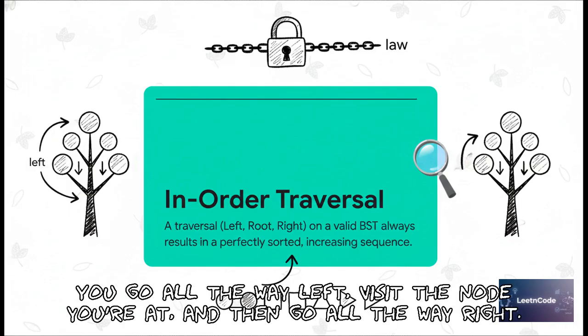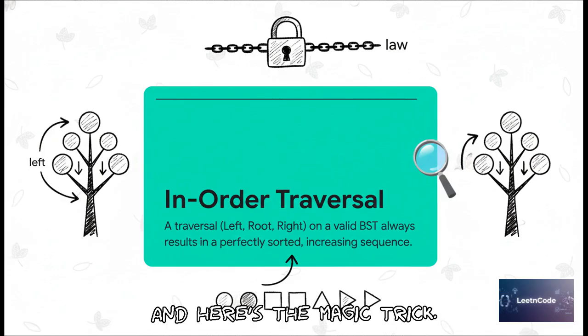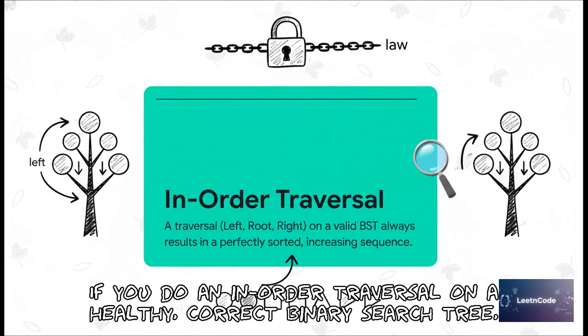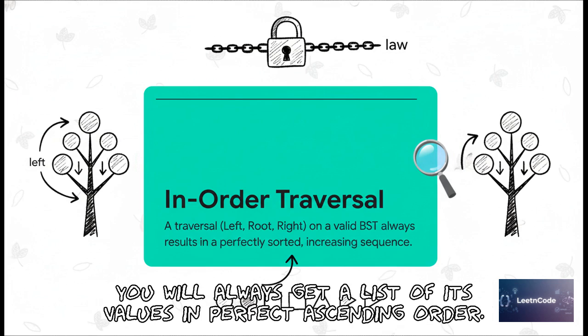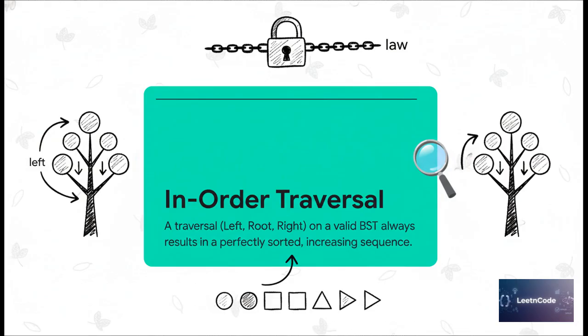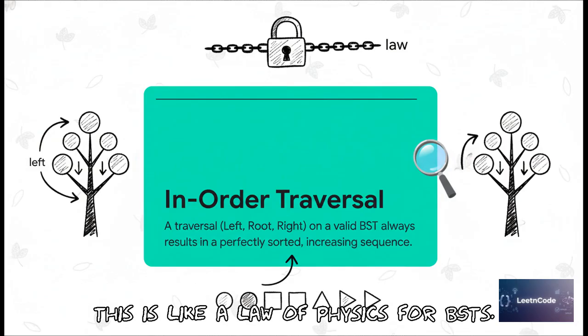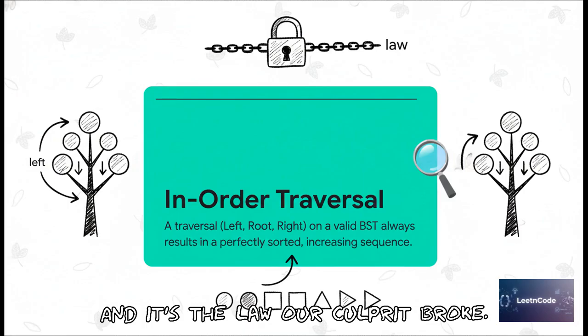You go all the way left, visit the node you're at, and then go all the way right. And here's the magic trick. If you do an in-order traversal on a healthy, correct binary search tree, you will always get a list of its values in perfect ascending order, every single time. This is like a law of physics for BSTs, and it's the law our culprit broke.